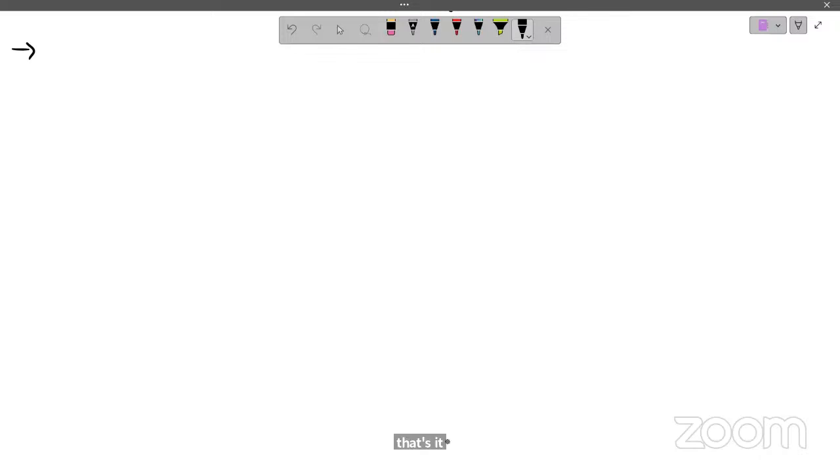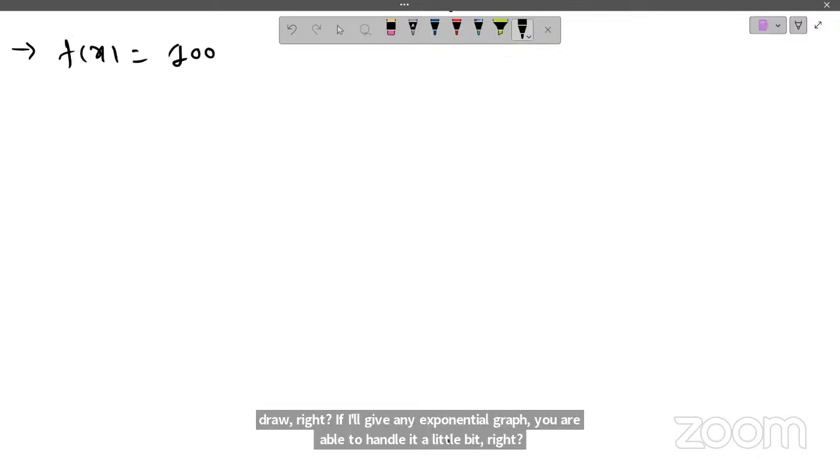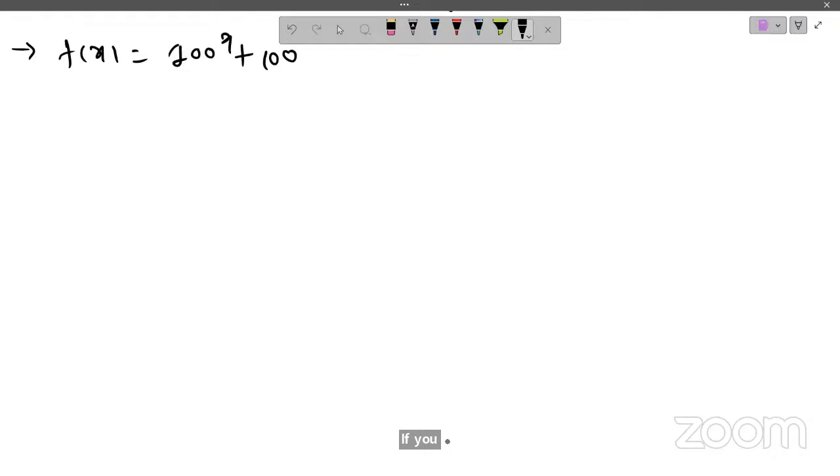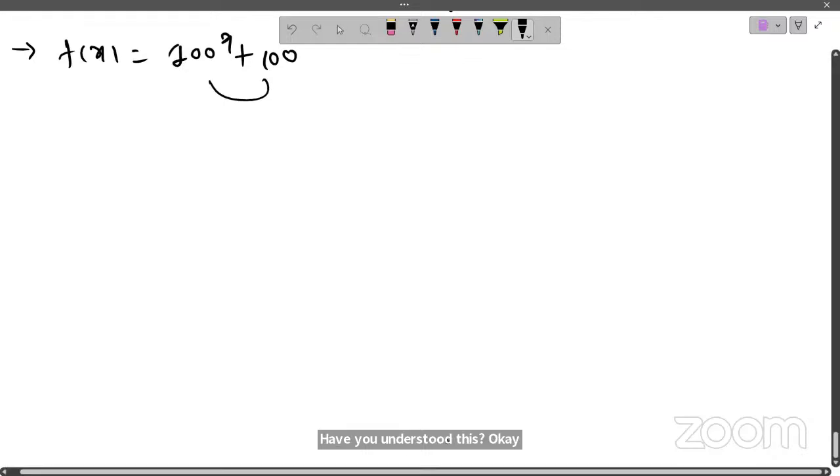So this thing is clear to you. You know how to draw the graph, right? If I give any exponential graph, you are able to handle it a little bit, right? If you give a simple graph, f of x equals 100x plus 100, you are able to draw this graph, right? Okay, so till now it is okay.